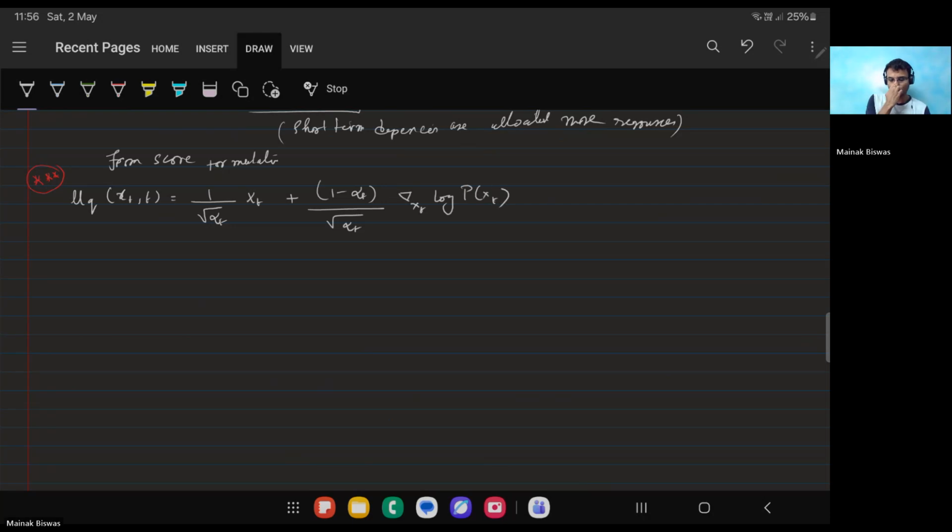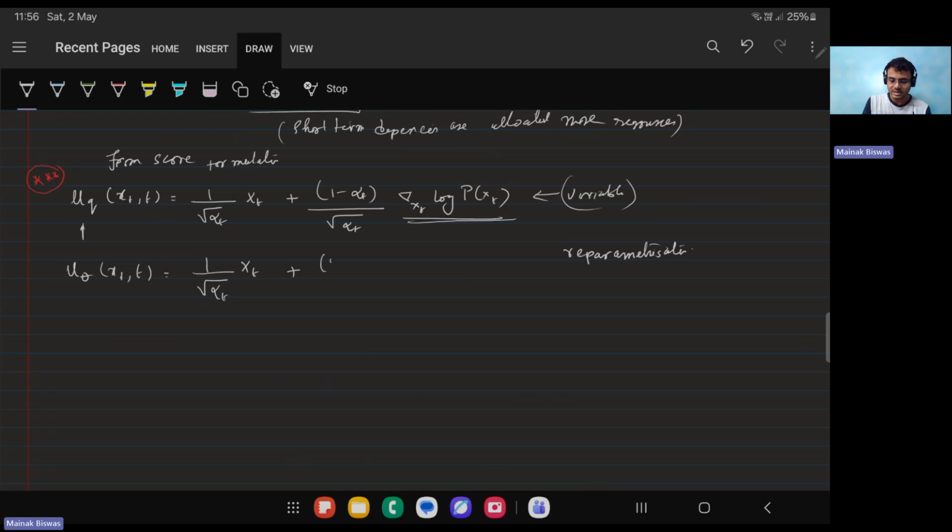Now I will do a reparameterization of our model because all we need is another model to estimate mu q, and I'll do that by using mu theta of xt comma t, which is 1 by root alpha t. I'll do the same thing. It's just a linear shift and scaling. All I need to do is estimate this. This is the variable, right? So I can just put all the constants in front by reparameterizing, and I'll say that this is the score function s theta of xt comma t.